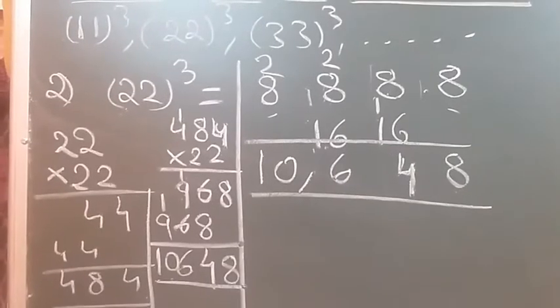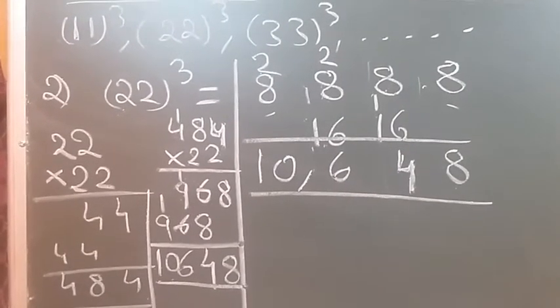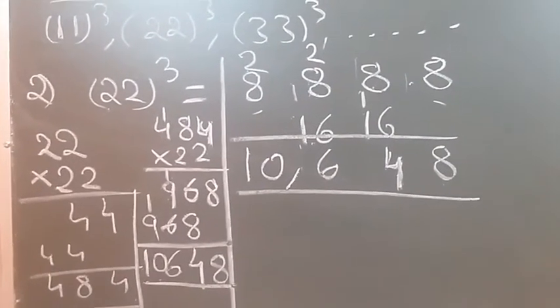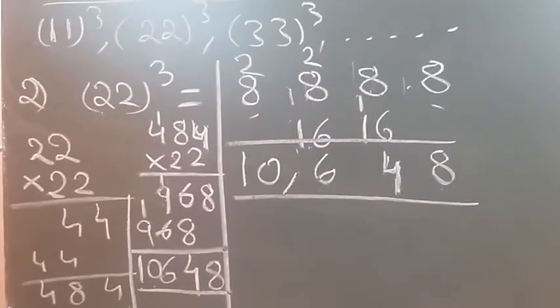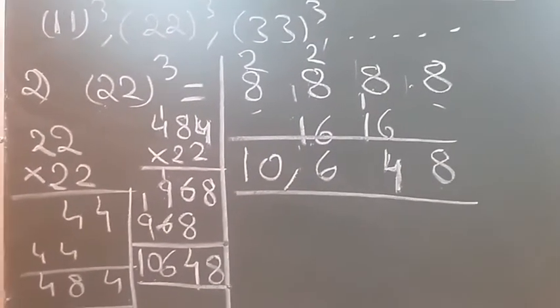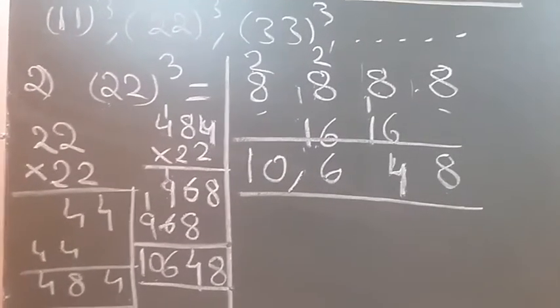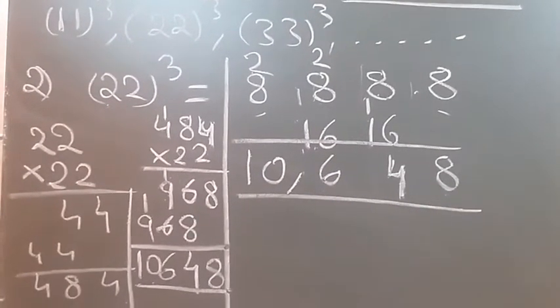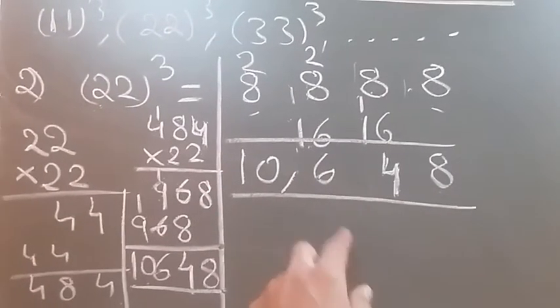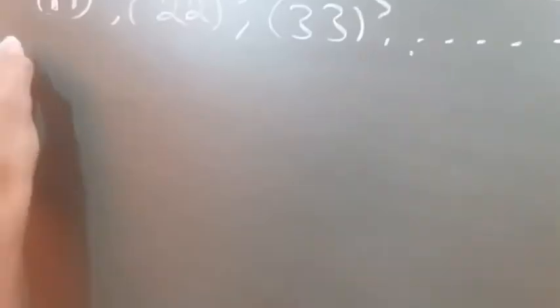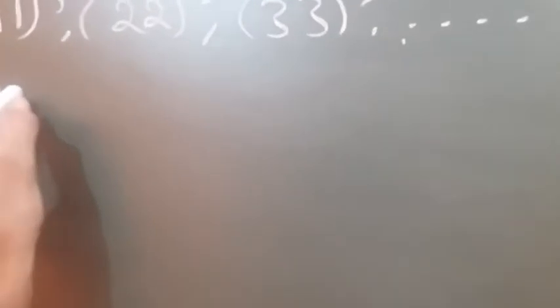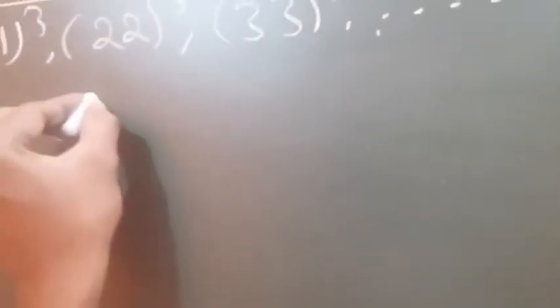Hence we got the same answer in both cases, 10,648. But using this method you can easily calculate the cube of the number 22, right? Like that, if you want to calculate any number that has both digits the same, you can easily calculate with this method. Let us take one more example. This is the last example, 33 cube.